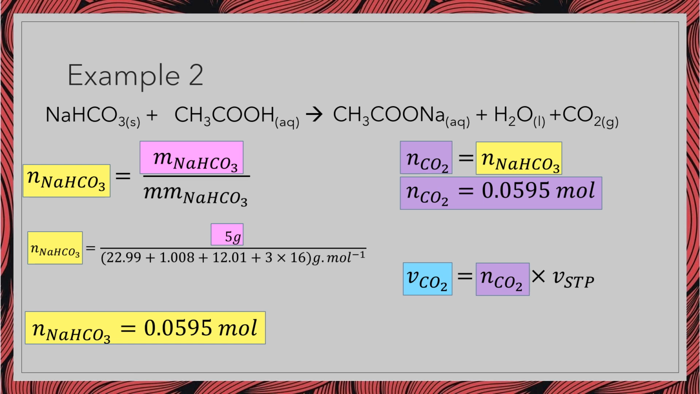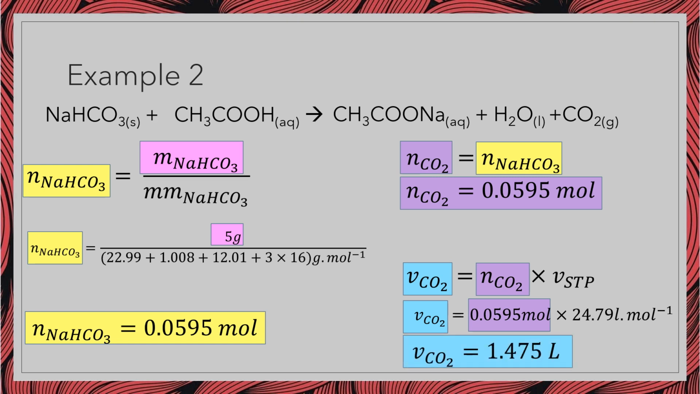Now this is where standard temperature and pressure comes in, so that important phrase, that's where that comes in. The volume at standard temperature and pressure is on our formula sheet. If you go to your formula sheet, you should be able to find it. Standard temperature and pressure is usually 25 degrees, and that's 24.79 liters per mole of gas at 25 degrees Celsius and 100 kilopascals. So we multiply that by the number of moles that we have, 0.0595, and we get 1.475 liters. Okay.